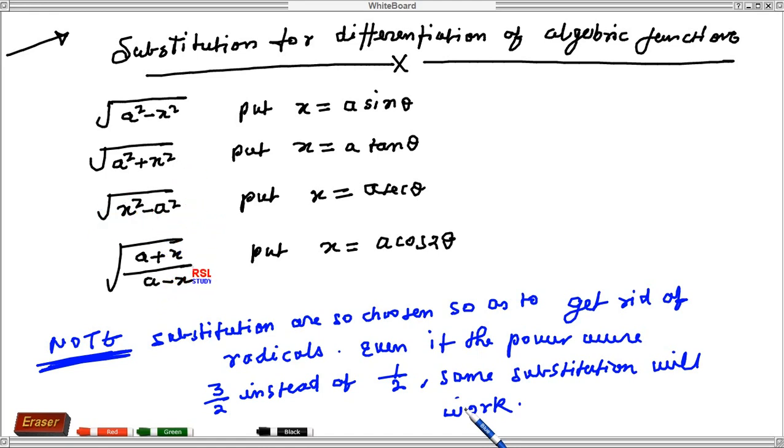Similarly, if you put a cos 2 theta, then after solving you will find 1 plus cos 2 theta over 1 minus cos 2 theta, which can be very easily solved. That will finally be cot theta. Just solve it and see for yourself.